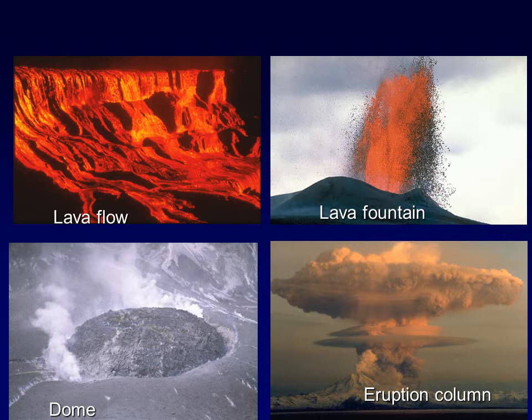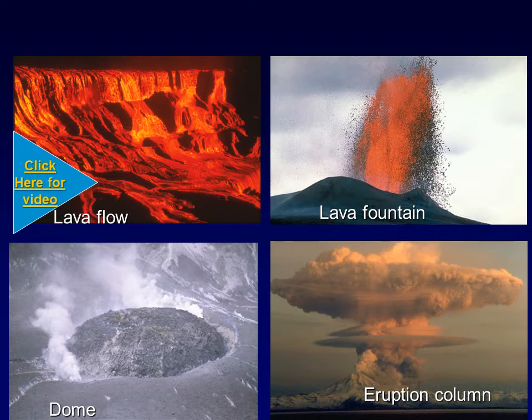So these upper two photos, the lava flow and the lava fountain, are both showing us a mafic lava. They're both dark colored rocks that result, and they're both low viscosity. And then the bottom two images are both felsic, so higher viscosity, lighter colored rocks, and more explosive results.